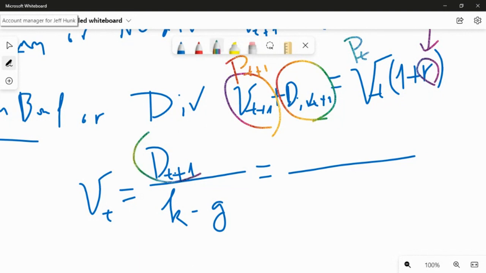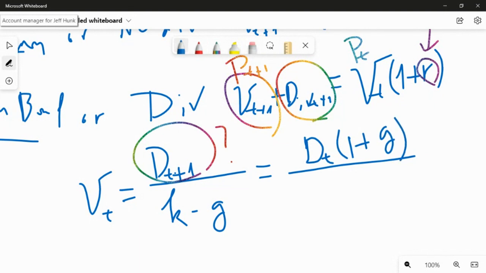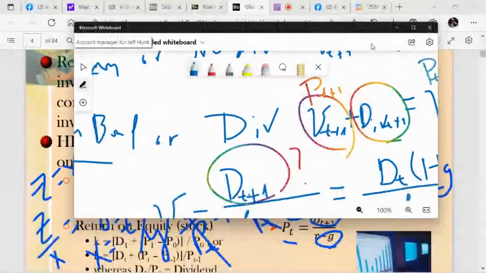So how do we know what that is? Because we don't know. We know dt, but we don't know dt plus 1. Whatever is in the future, we don't know. But we can estimate it or we can forecast it. How? Since we know what dt is, all you need to do is compound it by 1 plus g. Okay. Hence, that's how the Gordon growth model was derived.